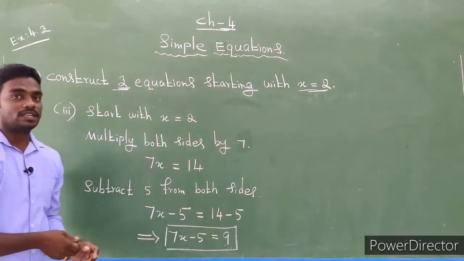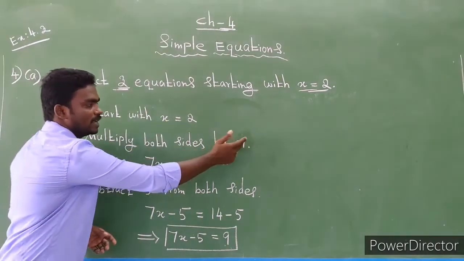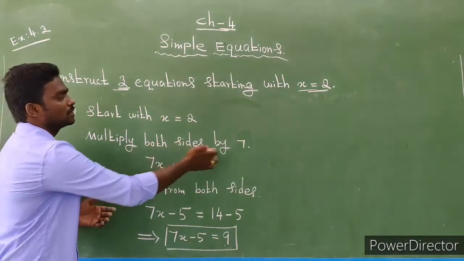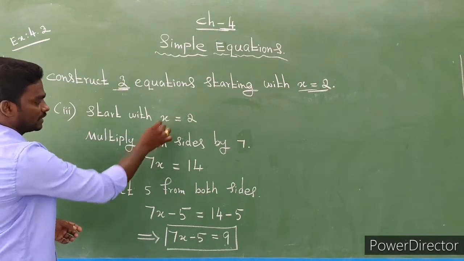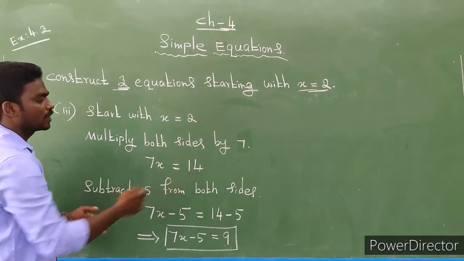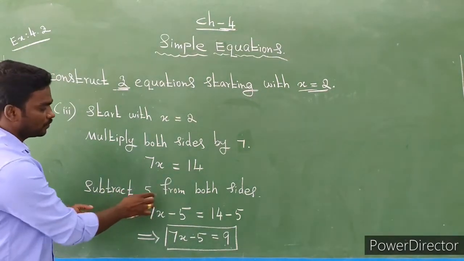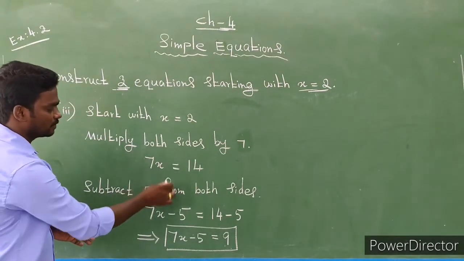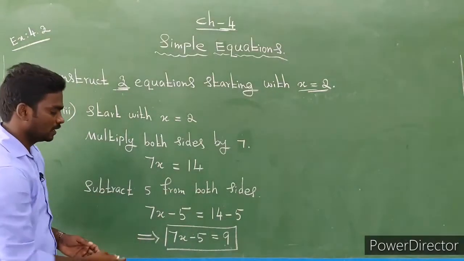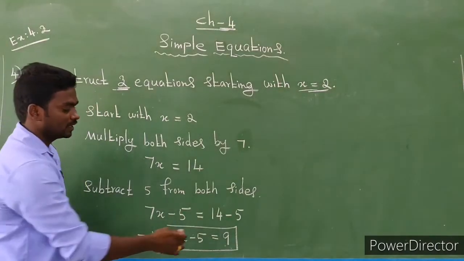We know how to construct an equation. Starting with x is equal to 2, multiply both sides by any number. Here we can multiply both sides by 7. So 7 into x, 7x, which is equal to 2 into 7, what is that? 14. Then subtract 5 from both sides. We can subtract any number from both sides. Subtract 5 from both sides means 7x minus 5 on the left side, which is equal to 14 minus 5 on the right side. Implies that 7x minus 5 is equal to, what is the value of 14 minus 5? That is 9.